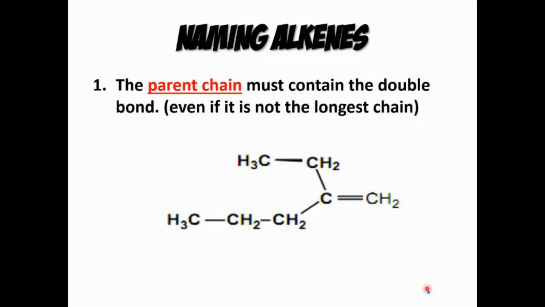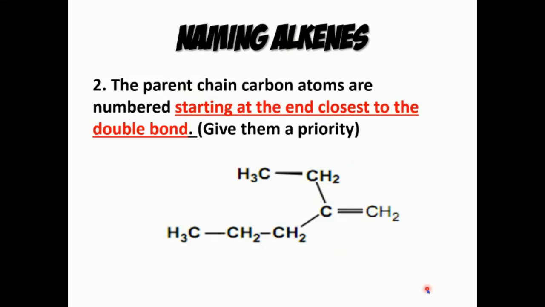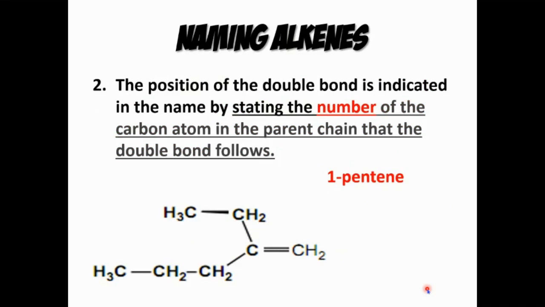So in naming alkenes, the parent chain must contain the double bond even if it is not the longest chain. So ayan po. Ayan siya. Identify na natin yung kanyang parent chain. So the parent chain carbon atoms are numbered starting at the end closest to the double bond. So bibigyan natin sila ng priority dito sa part na ito, no? And then the position of the double bond is indicated in the name by stating the number of the carbon atom in the parent chain that the double bond follows.